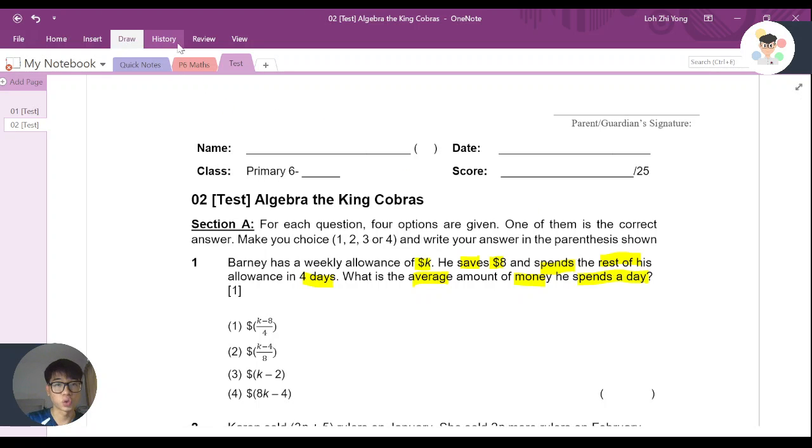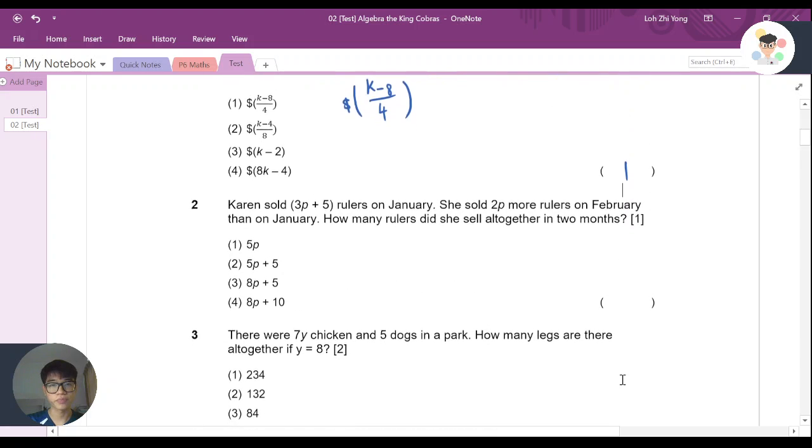First, you need to know that this allowance is for him to spend. So this is K. But he took out $8 and saved it for himself. That's why I need to minus away the 8. And he spent the rest of his allowance in 4 days, so I need to divide by 4. Of course, this will be the 1 day. So the answer for this question is option number 1. It's an easy question, and let's move on.